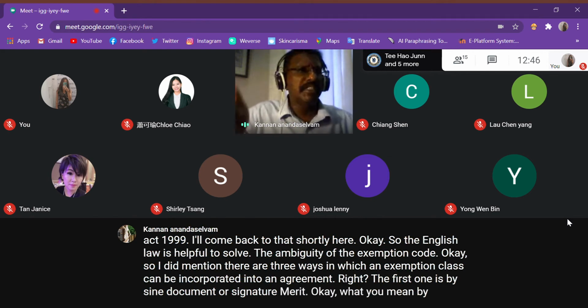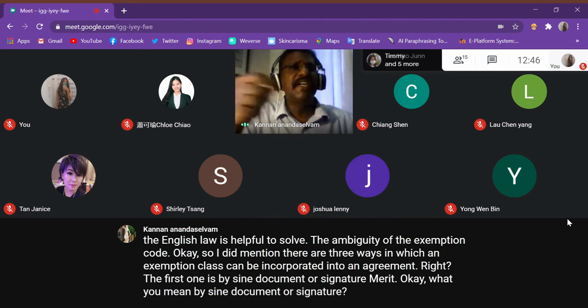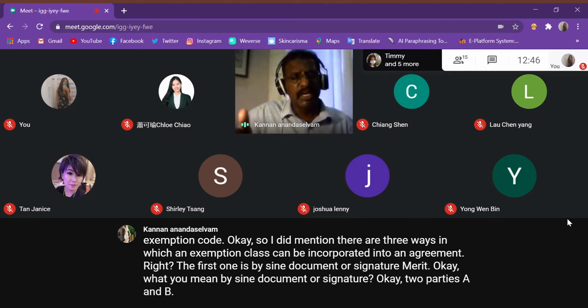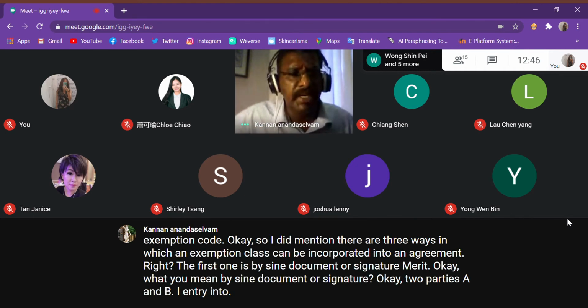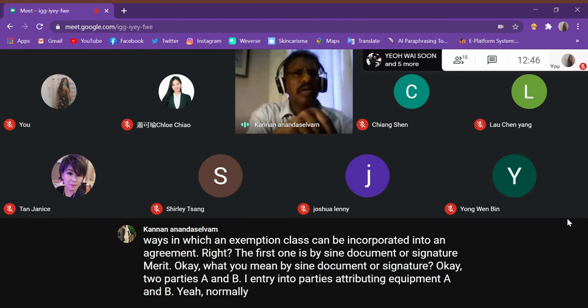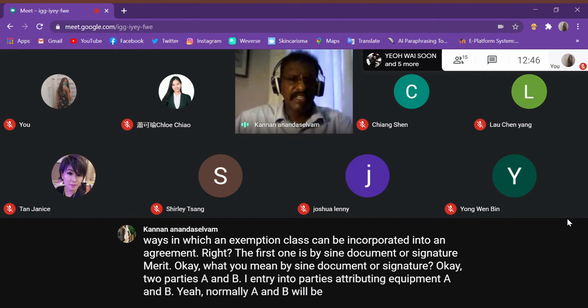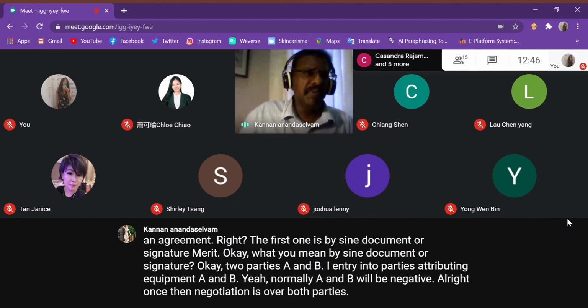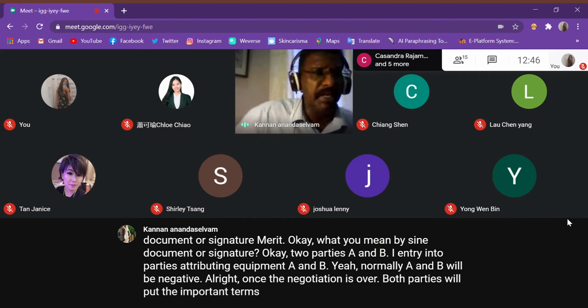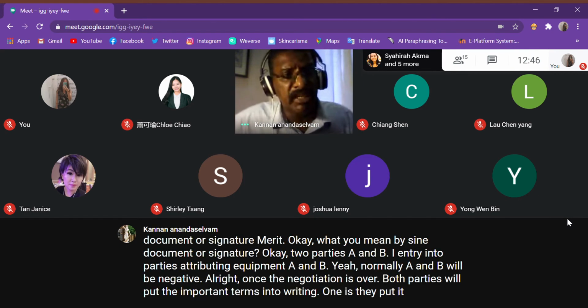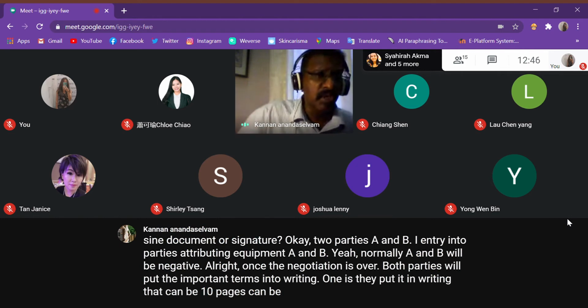Two parties, A and B, are entering into an agreement. Normally A and B will be negotiating. Once the negotiation is over, both parties will put the important terms into writing. That can be 10 pages, 50 pages, or even 100 pages, depending on the agreement itself. Some agreements are very long, some are short, right?